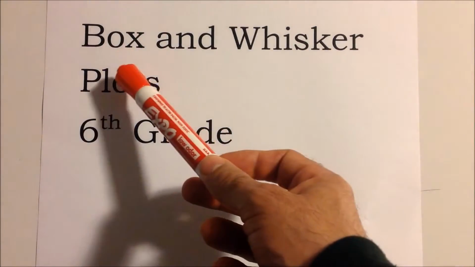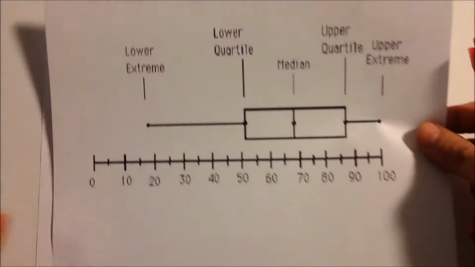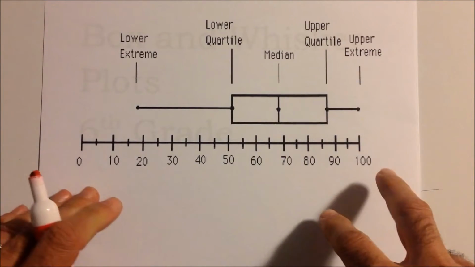Okay, here's our video on box and whisker plots. We use box and whisker plots when we want to organize data, when we use the measures of central tendency. And this is what a box and whisker looks like. Okay, so it has these terminologies.